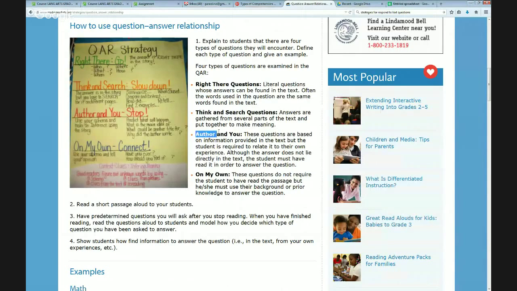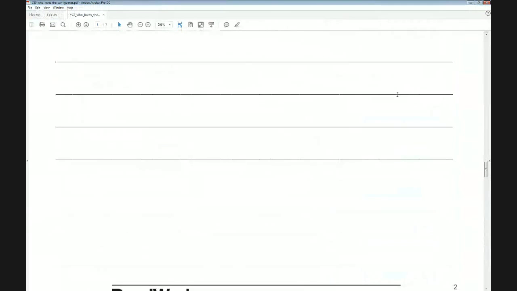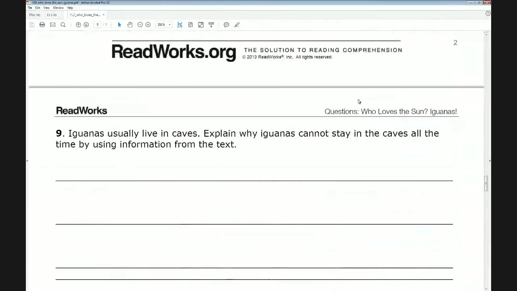Next, it says author and you questions. These questions are based on information provided in the text, but the student is required to relate it to their own experience. Although the answer does not lie directly in the text, the student must have read it in order to answer the question. And as I've been looking around at the different passages, I found it a little hard to find an author and you question. Let's see if this one is.